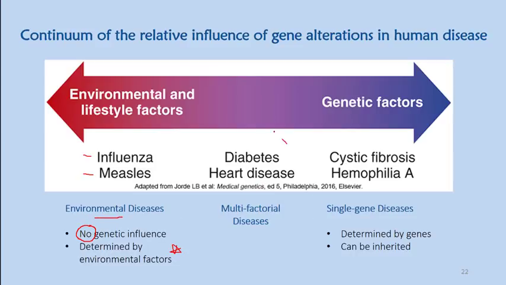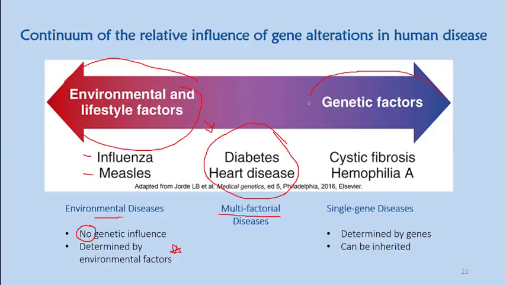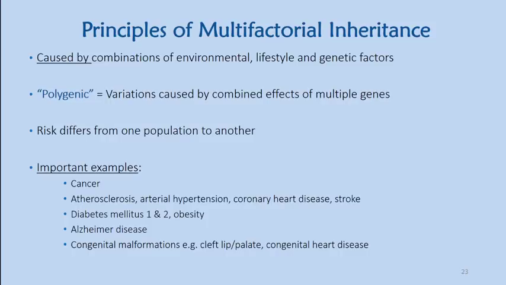Right in the middle of the spectrum, we have diabetes and heart disease. These are considered multifactorial diseases. In other words, there's environment and lifestyle that impacts the development of diabetes and heart attack or heart disease, and genetic factors can also play a role. And multifactorial diseases are the most common, and so we're going to elaborate on that on our next slide, which is our last slide.